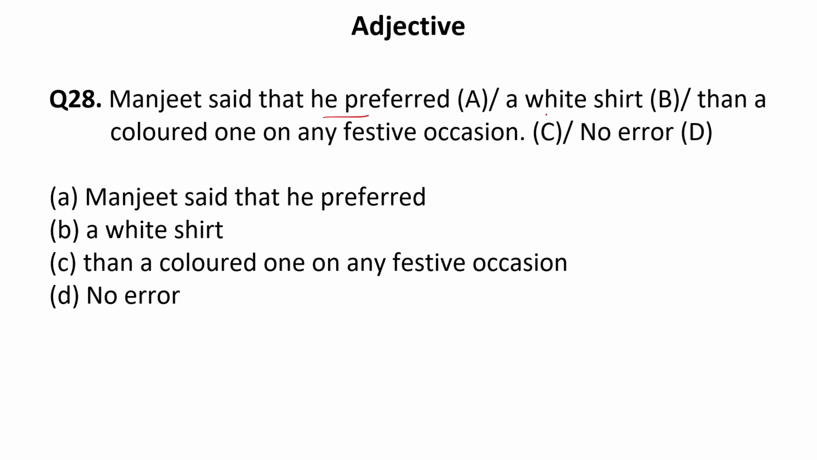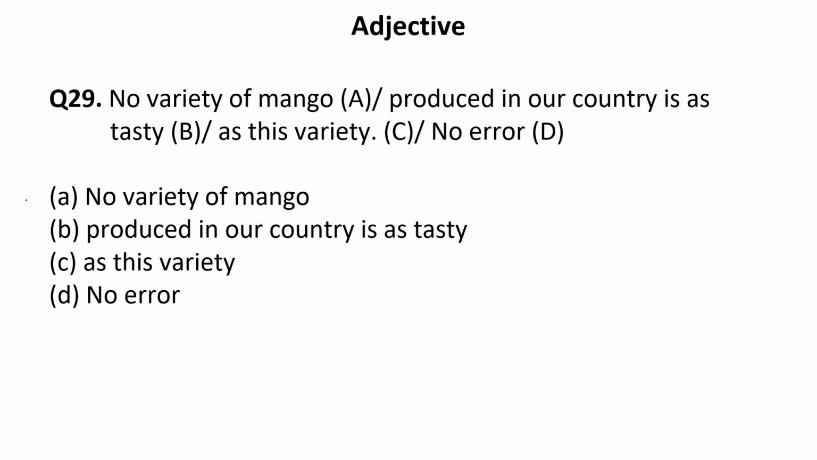Now let us move to the next one. Manjeet said that he preferred a white shirt than a colored one on any festive occasion. Now, very simple again, then should be replaced with to. With preferred, we use to, not then. So our answer is part C, because the incorrect word is written in C option. So our answer is C.